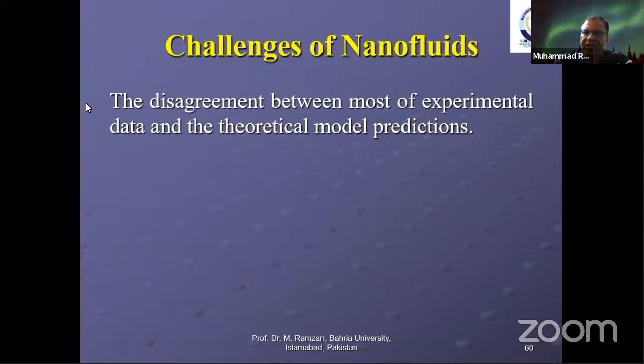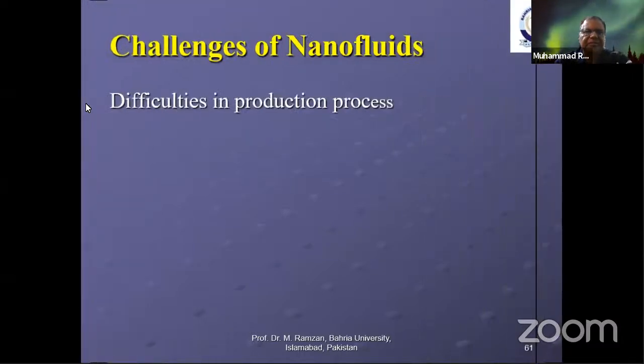Up to now, there is a lack of agreement between the experimental results from the different groups, so it is important to systematically identify these factors and accurate structures. Characterization of the suspension may be the key to explain the discrepancies. Difficulties in the production process.